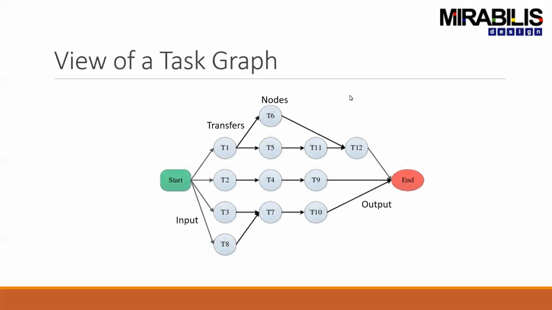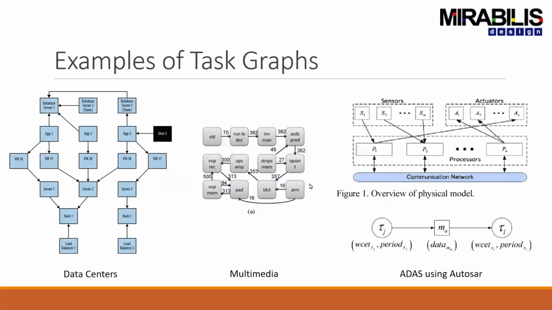Now, if you take a view of the task graph, there are really four elements. There's, of course, the start and end, but you have the different nodes, the transfer between the nodes, and a series of inputs and a series of outputs. As you can see, there can be multiple outputs and there can be multiple inputs to a task.